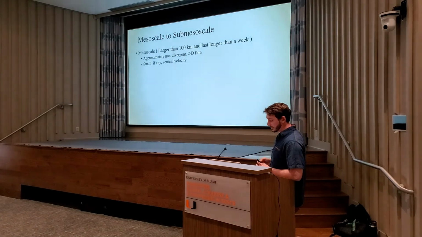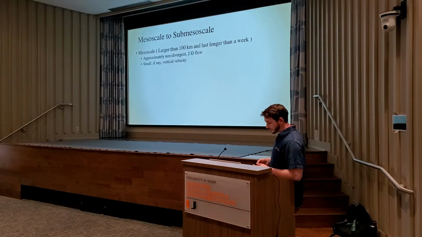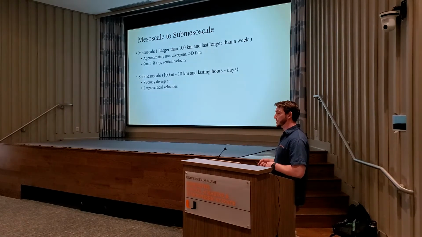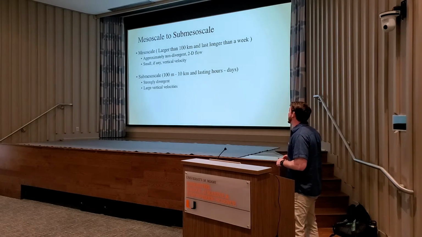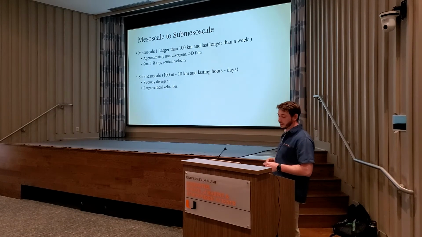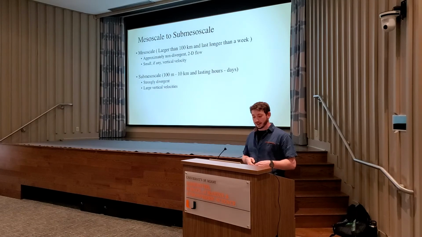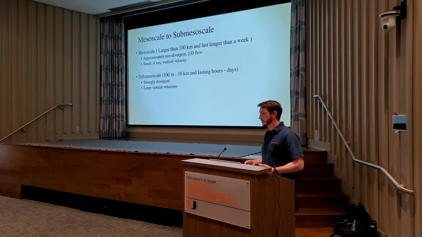Quick review of what's mesoscale and what's submesoscale. Mesoscale is anything larger than 100 kilometers and lasts longer than a week, approximately non-divergent 2D flow, which means there's very small, if any, vertical velocity. Submesoscale is only under 100 meters to 10 kilometers and lasts between hours and days. They're strongly divergent and have large vertical velocities, which make them very interesting to study.